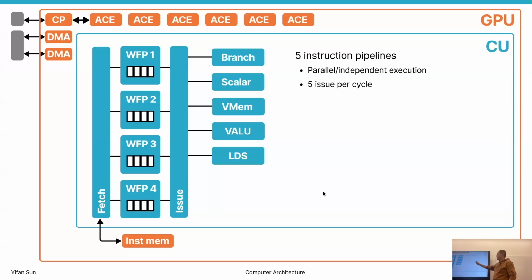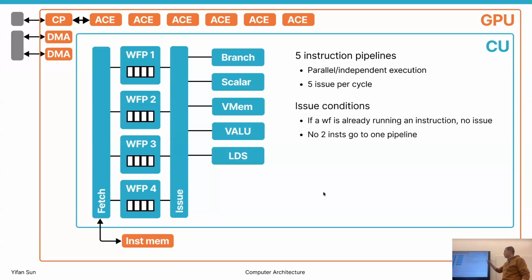V. Then the LDS unit is for local data share. It controls a small part of memory here. It will execute instructions that start with DS, for data share. In theory, there's a local data share and a global data share, but I very rarely see instructions use global data share, so I'm ignoring that part.